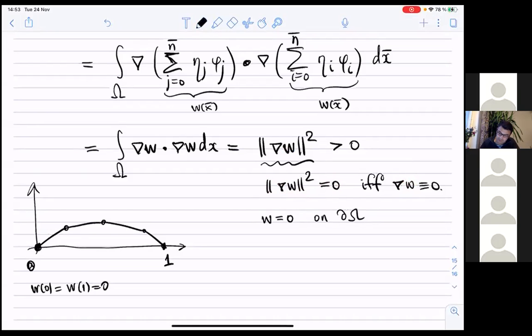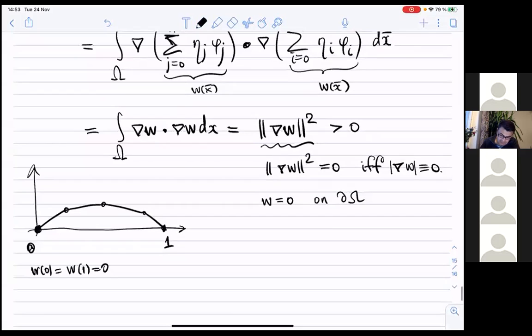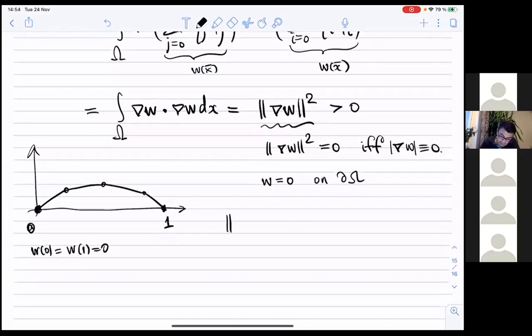I should put an absolute value. The gradient is a vector, the absolute value is a scalar. The gradient is 0. What I want to say is that it only happens when it is constant, and that constant is equal to 0. So in other words, let me just rewrite this in 1D. In 1D, we want to show that the norm of w prime is 0, right?